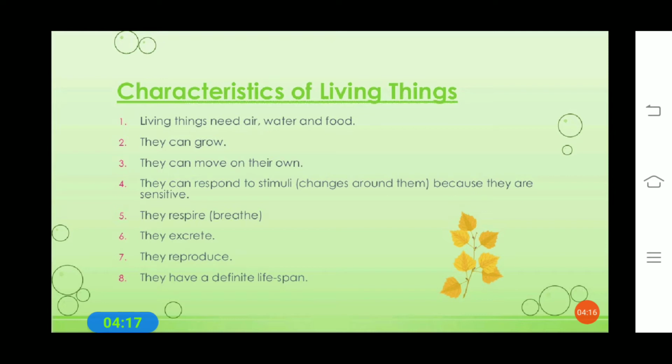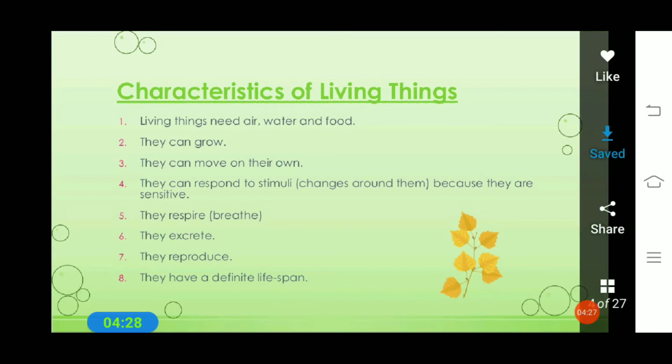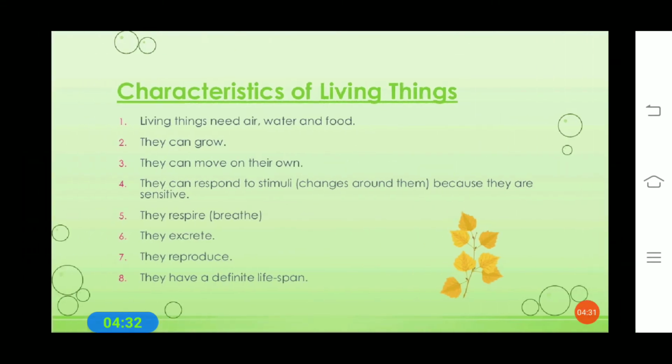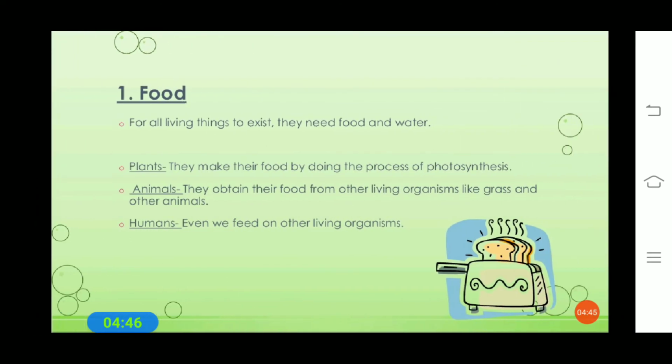Next, another characteristic that we can see in living organisms is that organisms can grow. They can move on their own, they can respond to stimuli, they respire, they excrete and they reproduce, and they have a definite lifespan. Now let us discuss one by one about these characteristics.